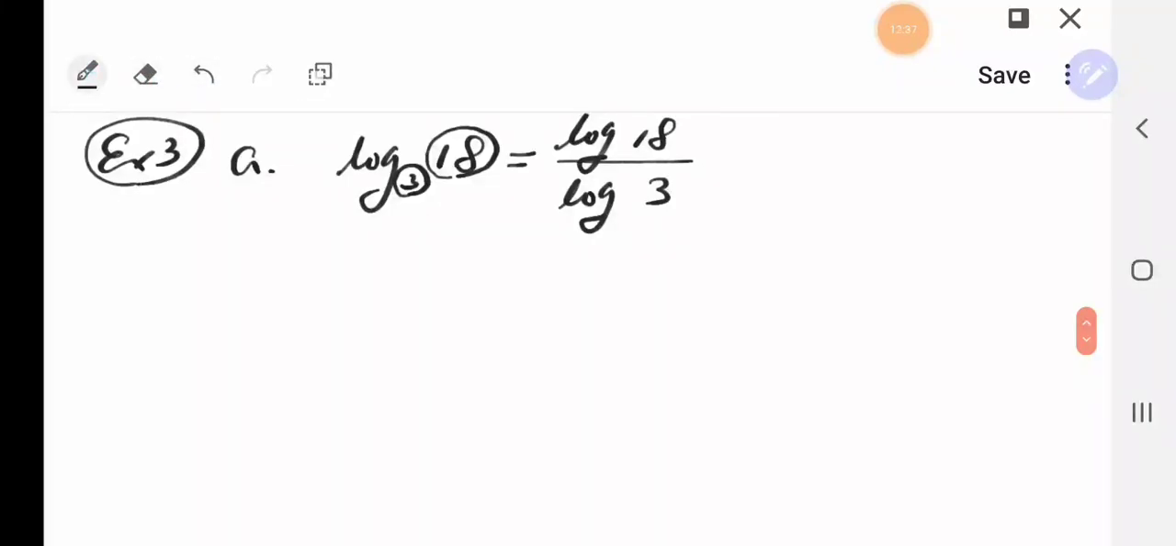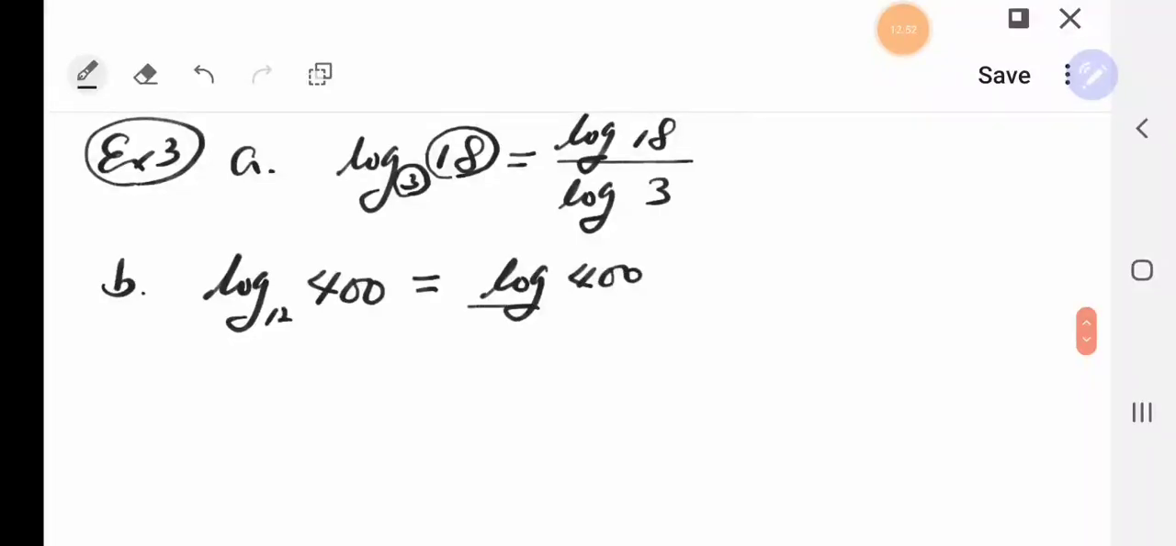Okay, let's try another one. Here's the logarithm base 12 of 400. Then this is equal to, the 400 goes to the numerator, so logarithm of 400 divided by the base 12 will become the denominator, logarithm of 12. And then using a calculator, you can find the answer.